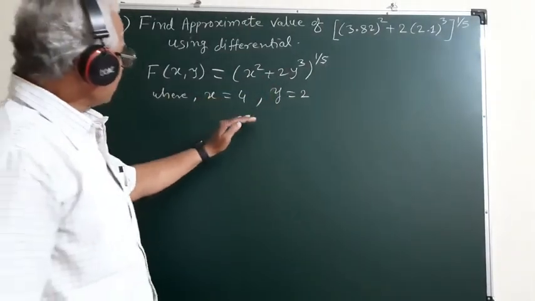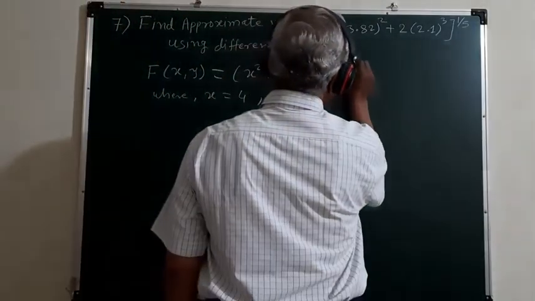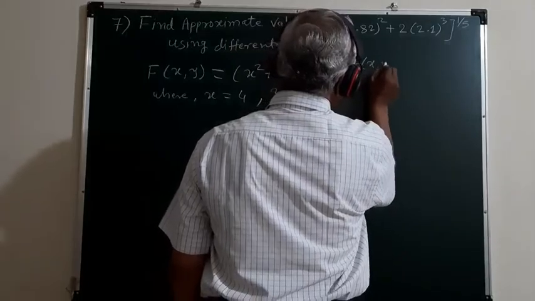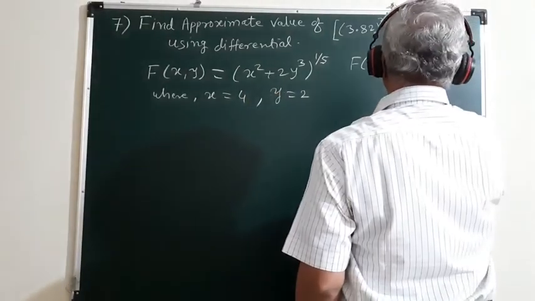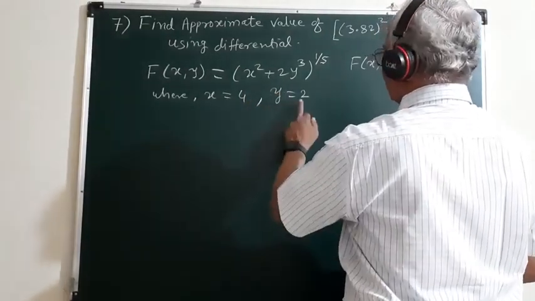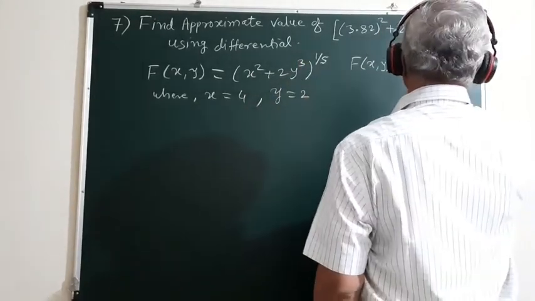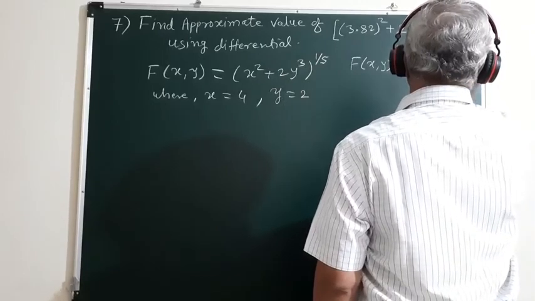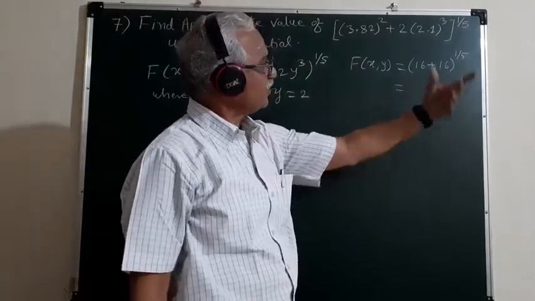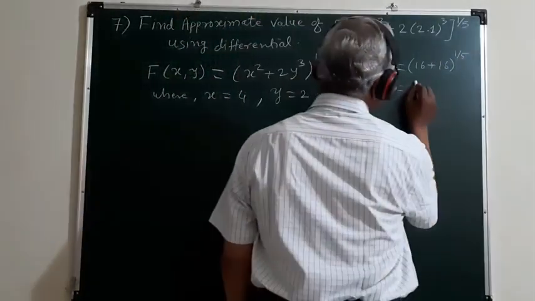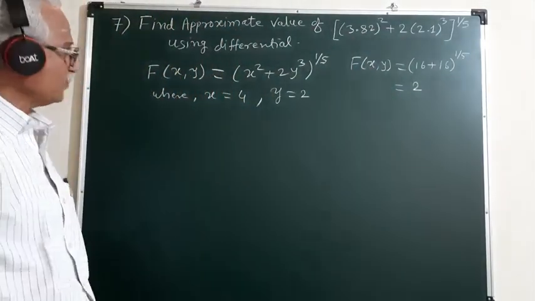So if we consider x equal to 4 and y equal to 2, we can find the value of f(x,y) by substituting x equal to 4 here. It becomes 16, and substituting y equal to 2 here, 2 cube is 8, 8 into 2 is 16, raised to 1/5. So this works out to be 16 plus 16, 32, and 32 raised to 1/5 is 2. So the value of the function f(x,y) works out to be equal to 2.